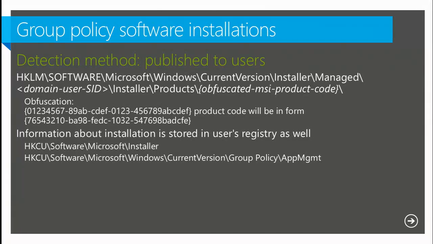But because there's the user seed part, you really can't create a static detection method. You need a script. And you can use a script in the 2012 config manager. And there is also information in the user's registry, but that's not necessarily needed for the detection.